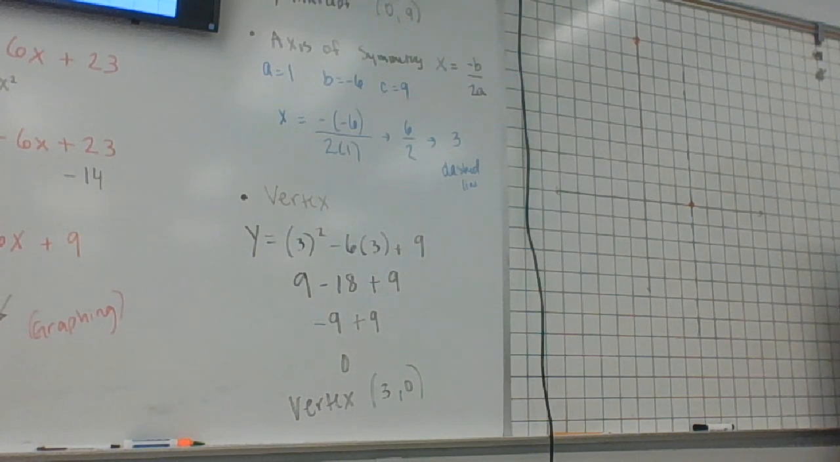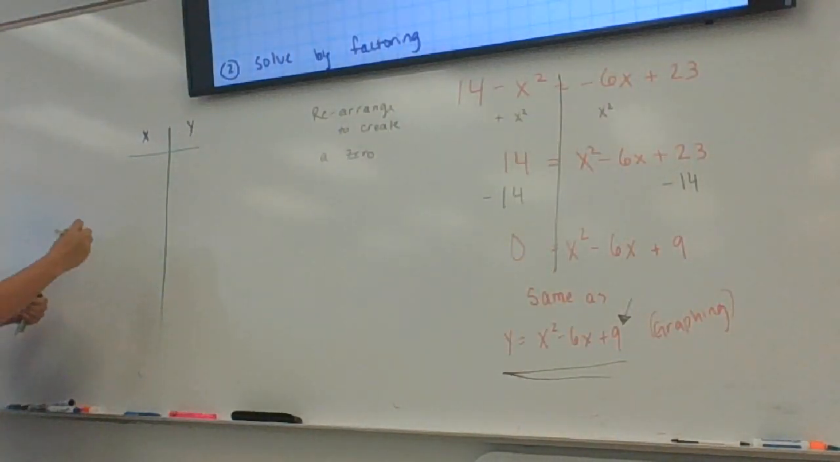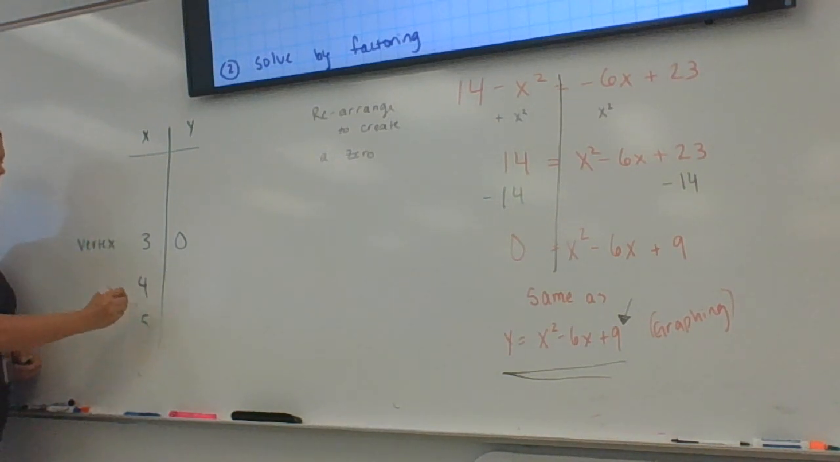So were you successful at making a table? Every table's different. In the middle, I'm going to put whatever I found for the vertex. The vertex is the middle of the graph, and it should be the middle of my table. What did you do?